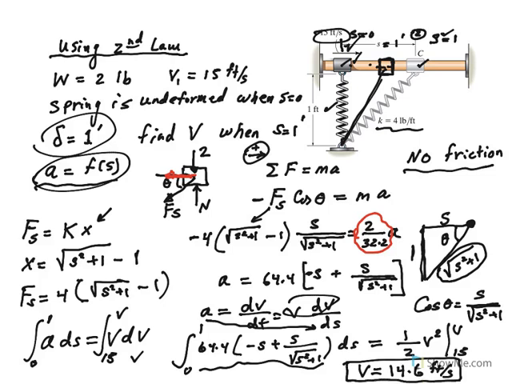And notice that I mentioned that this collar, the 2-pound collar, is going to slow down, right? That's why the speed is going to be less than 15 feet per second. So we went through a deceleration. So this is actually a deceleration. Usually what the spring does is that it slows down the system.